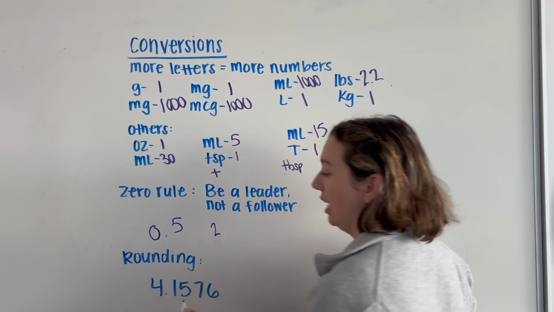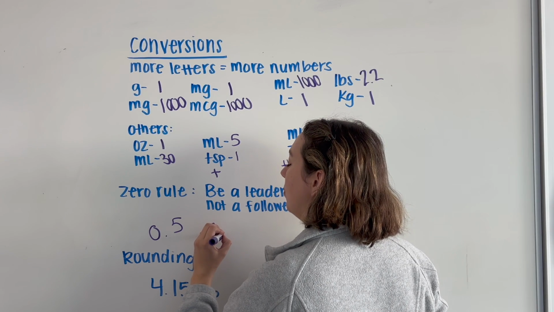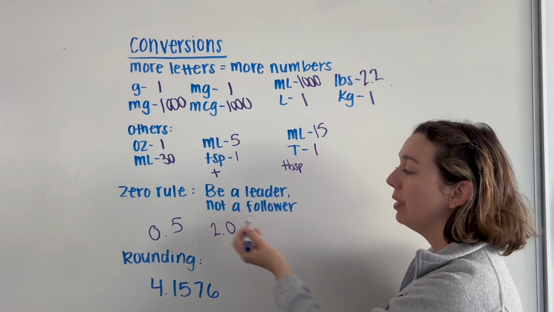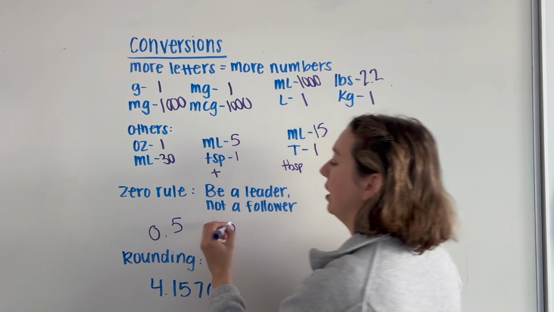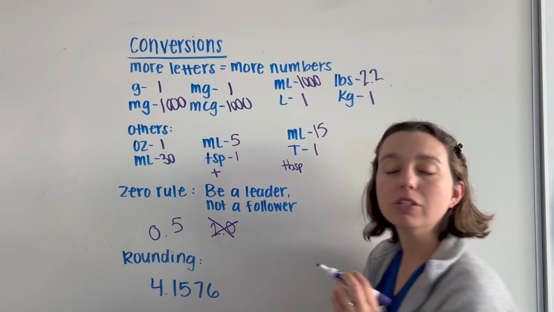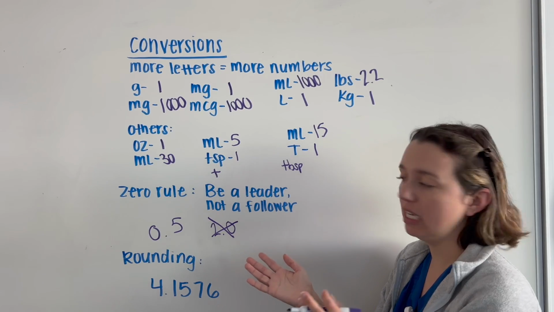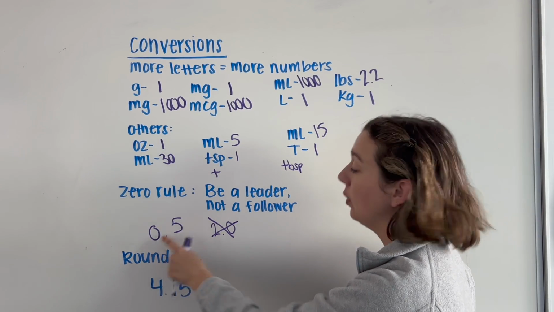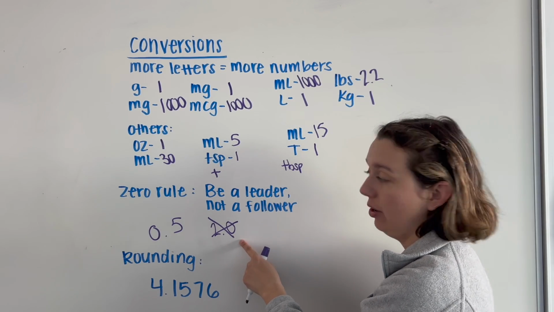But if we have 2 as the answer, then if we write 2.0, it looks like a 20. So we cannot be a follower. We can't have a following 0 because that makes people misunderstand it. They might give a higher dose than they need to. So we want to always be a leader with a leading 0, not a follower with a trailing 0.